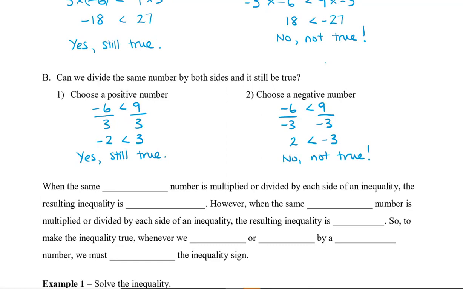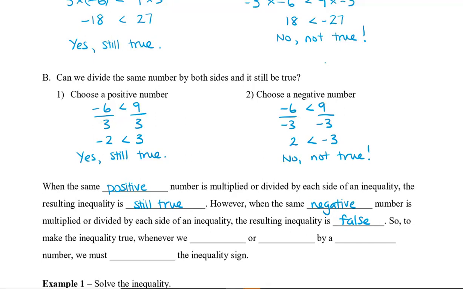So what we do notice is that when the same positive number is multiplied or divided by each side of the inequality, the resulting inequality is still true. So nothing interesting happens, nothing to do. However, when the same negative number is multiplied or divided by each side of an inequality, the resulting inequality is false.